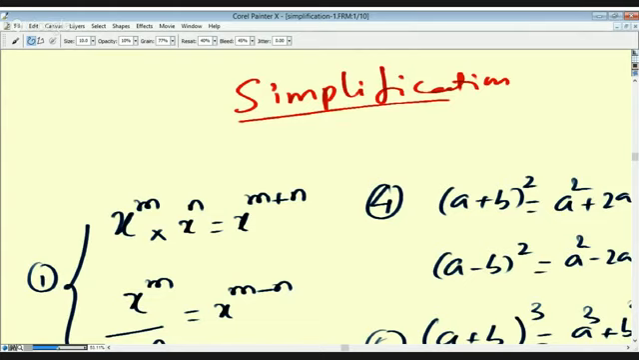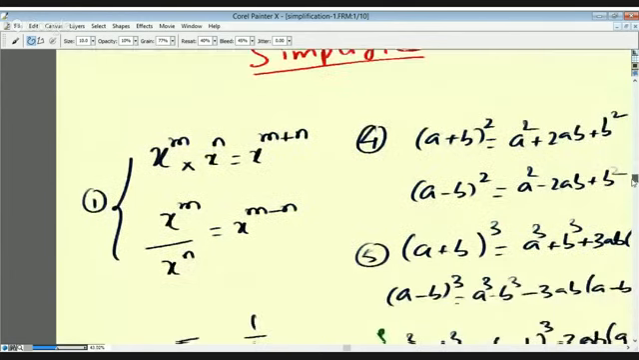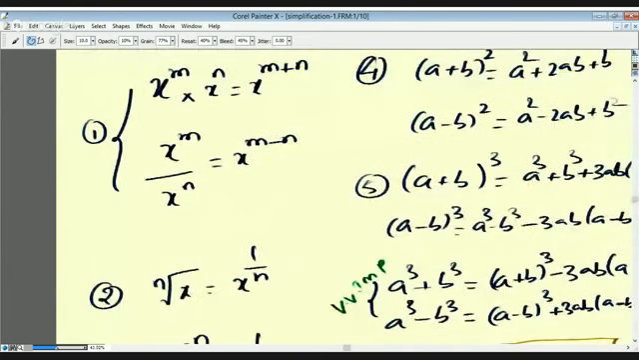x^m into x^n, when bases are the same and the quantities are multiplied, the powers will be added. It will become x^(m+n). The same way, if it is x^m divided by x^n, then it will become x^(m-n). When someone writes nth root of x, then it will become x^(1/n).